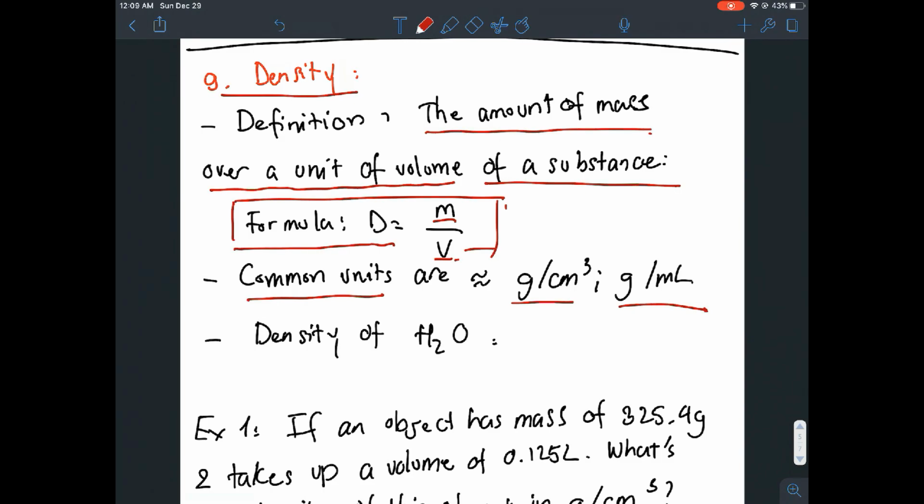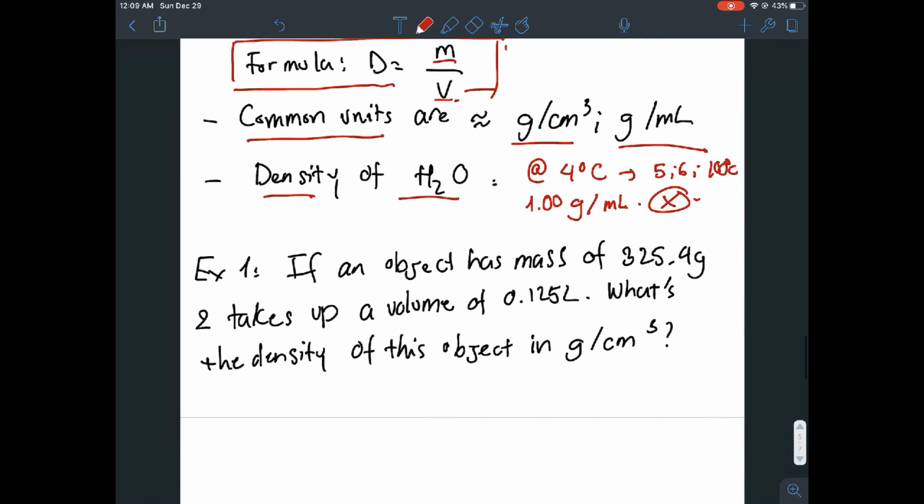The density of water is very special at 4 degrees Celsius, only 4 degrees Celsius, okay? At exactly 4 degrees Celsius, we have the density of water equal to 1.00 gram per milliliter. If it is 5 or 6 or what else, 100 degrees Celsius, it is not going to be equal to 1.00 gram per milliliter.